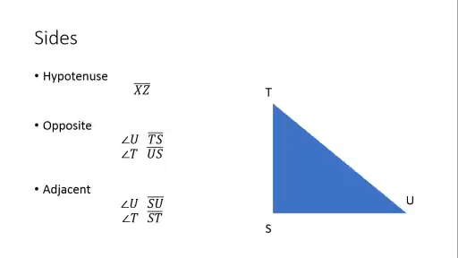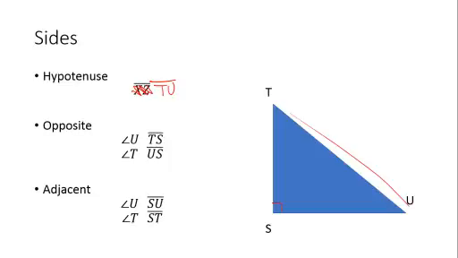Now, dealing with the sides, when you're naming the sides, it's all based on the angles. The first one is the hypotenuse. The hypotenuse is always the same no matter what. The hypotenuse will always be the longest side. In this case, it's TU. TU is the hypotenuse of this triangle. It's the longest side, and it's the one across from the right angle. It's easy to see.